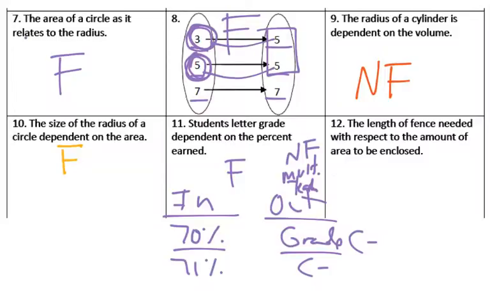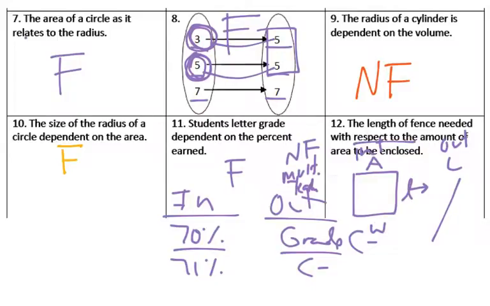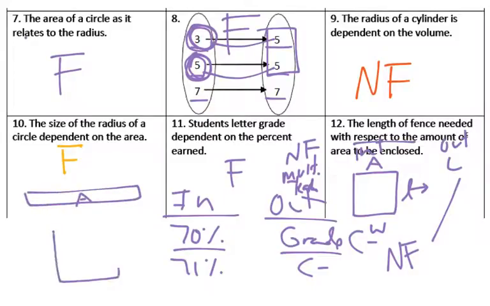Okay, number 12, the length of fence needed with respect to the amount of area enclosed. So with respect to tells me that the amount of area to be enclosed, the area is our input, the length of the fence is our output. So once again, because area deals with two sides, length times width, there's two variables, not just the length. So because of that, we would call this not a function, because I can have a really skinny one with the same area as a more squarish one, and that's going to have a different amount of length. So not a function for 12.